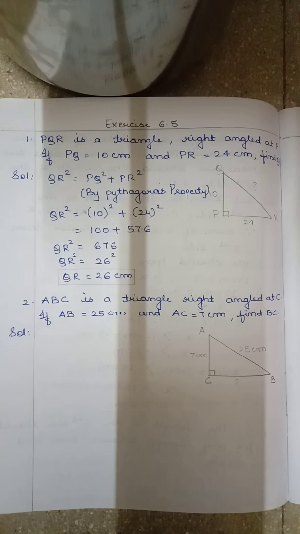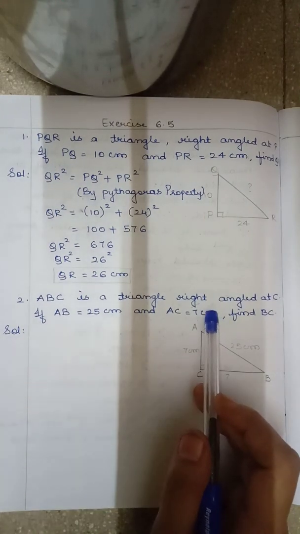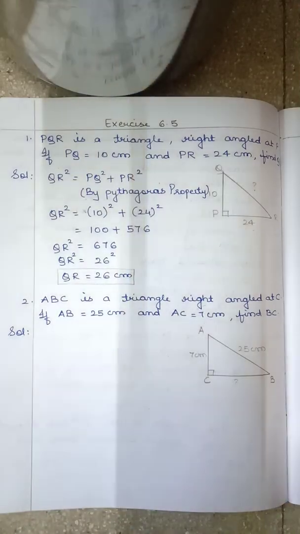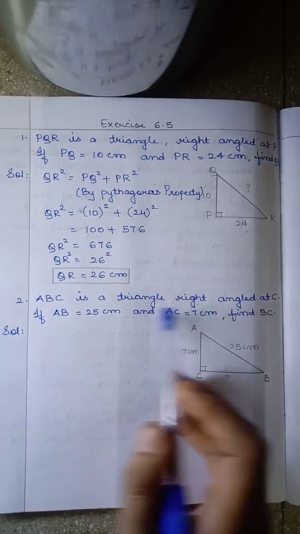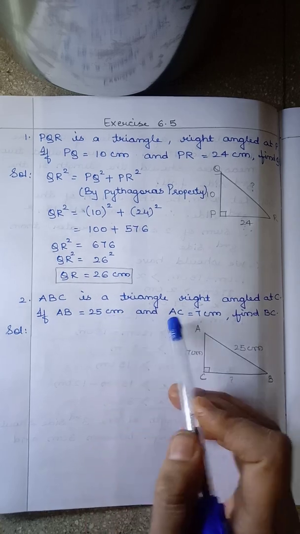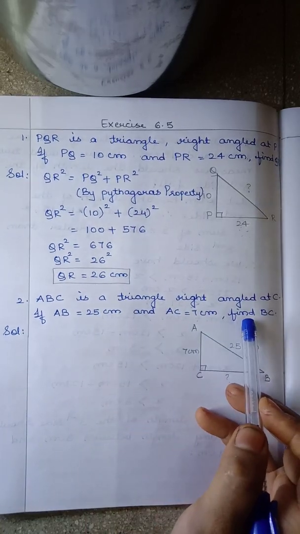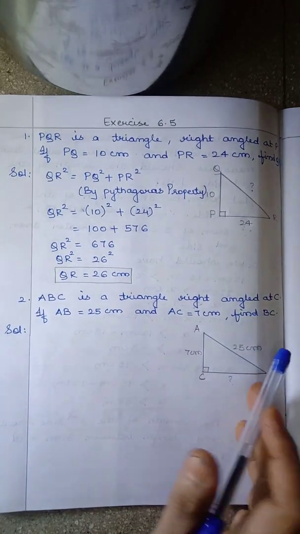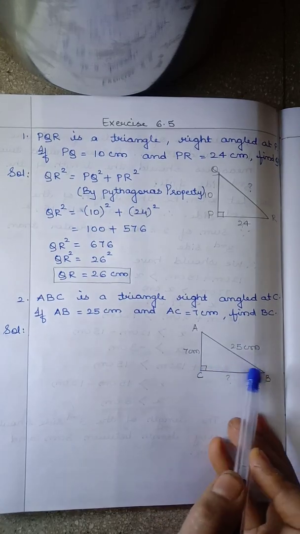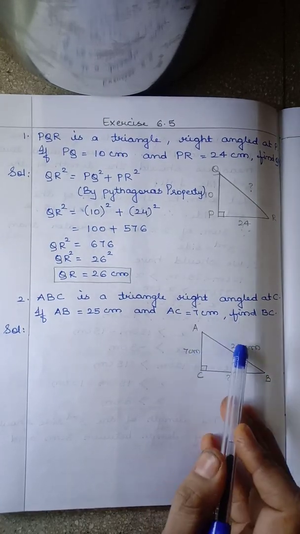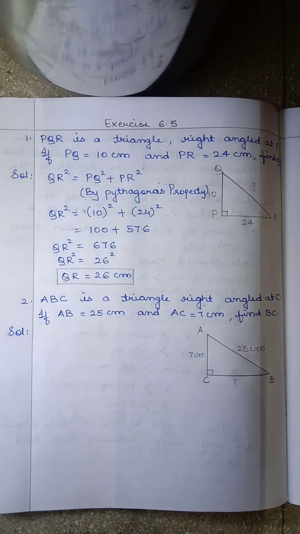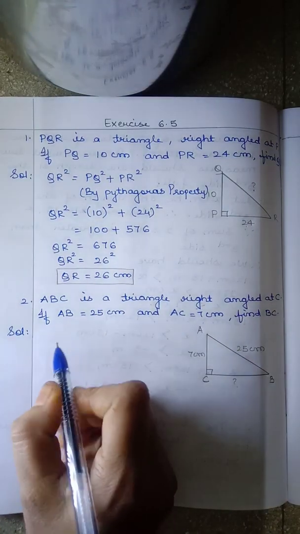The next question is, children, the second one. ABC is a triangle right-angled at C. If AB is equal to 25 centimeter and AC is equal to 7 centimeter, find BC. You have to find the measurement of the side BC. Two sides are given, you have to find the third side. So whenever in a right-angled triangle you have to find a side, you have to use the Pythagoras property.